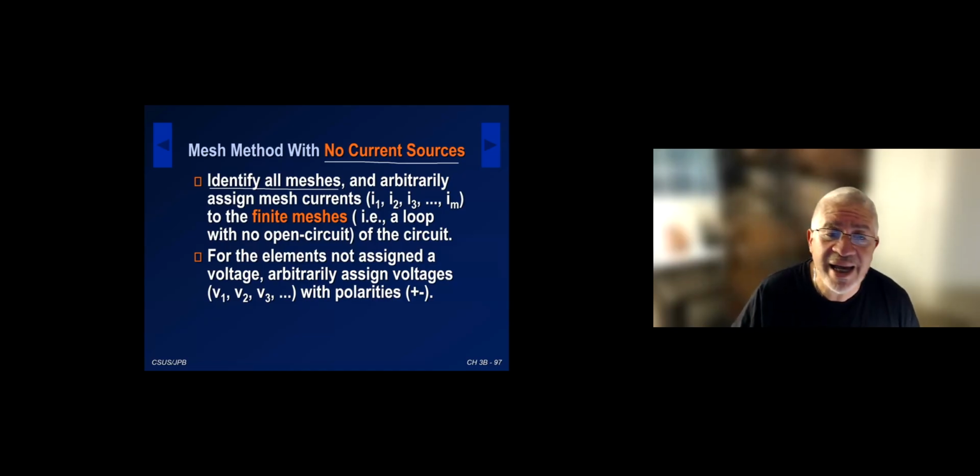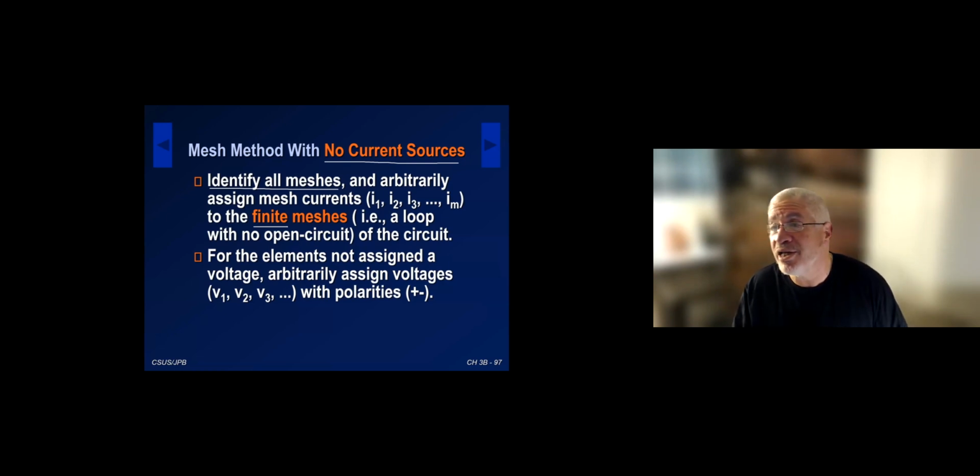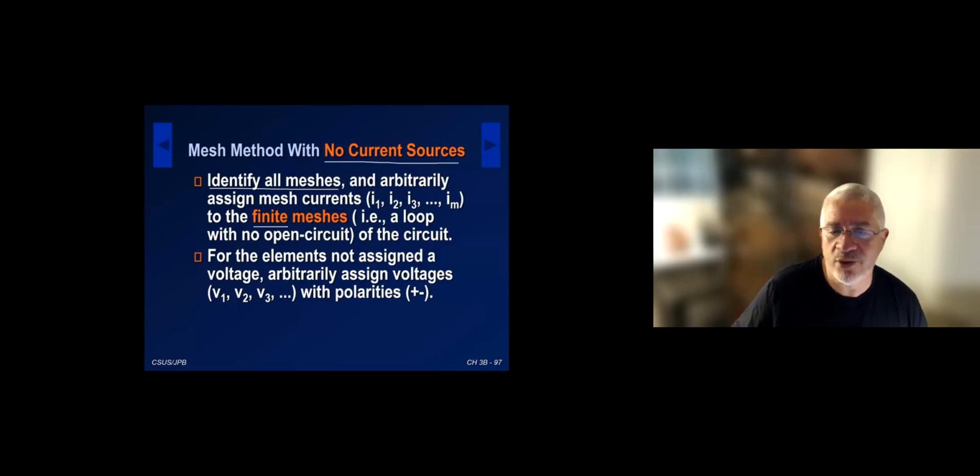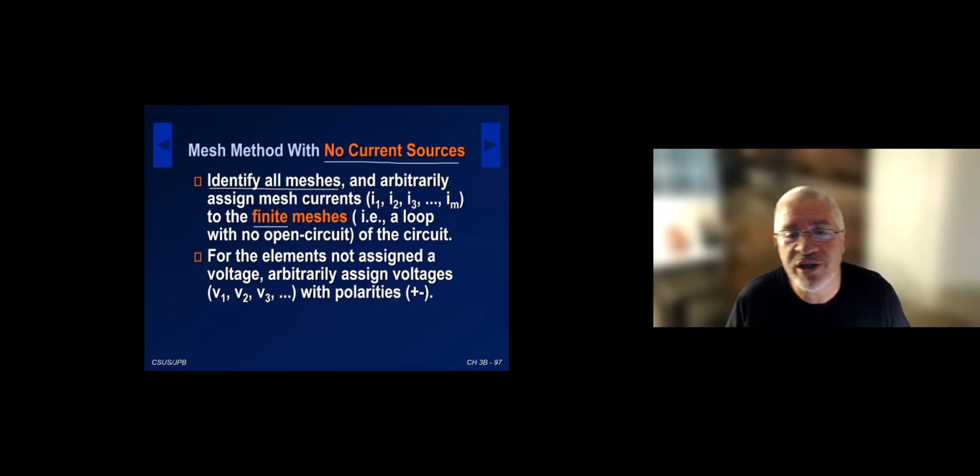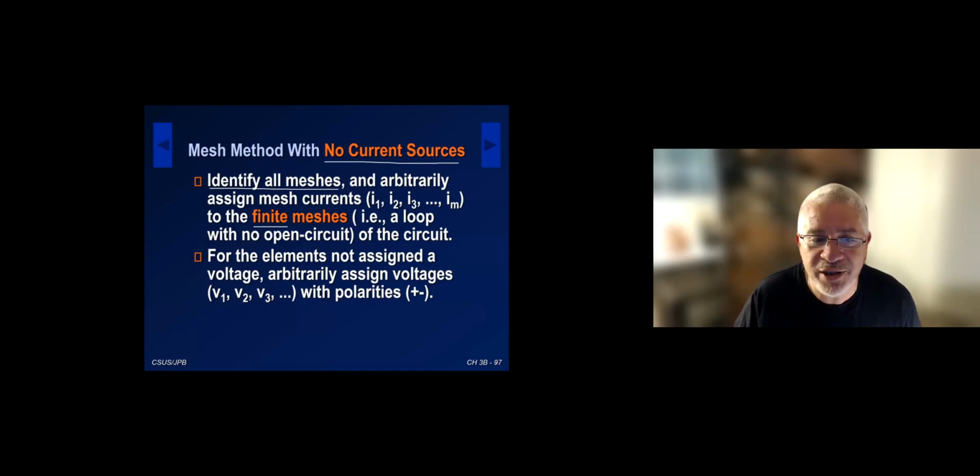And we assign them to so-called finite meshes. What a finite mesh is, essentially, is a mesh with no open circuit. Because if you had an open circuit, the current, of course, would be zero. So we assign mesh currents to the finite meshes.